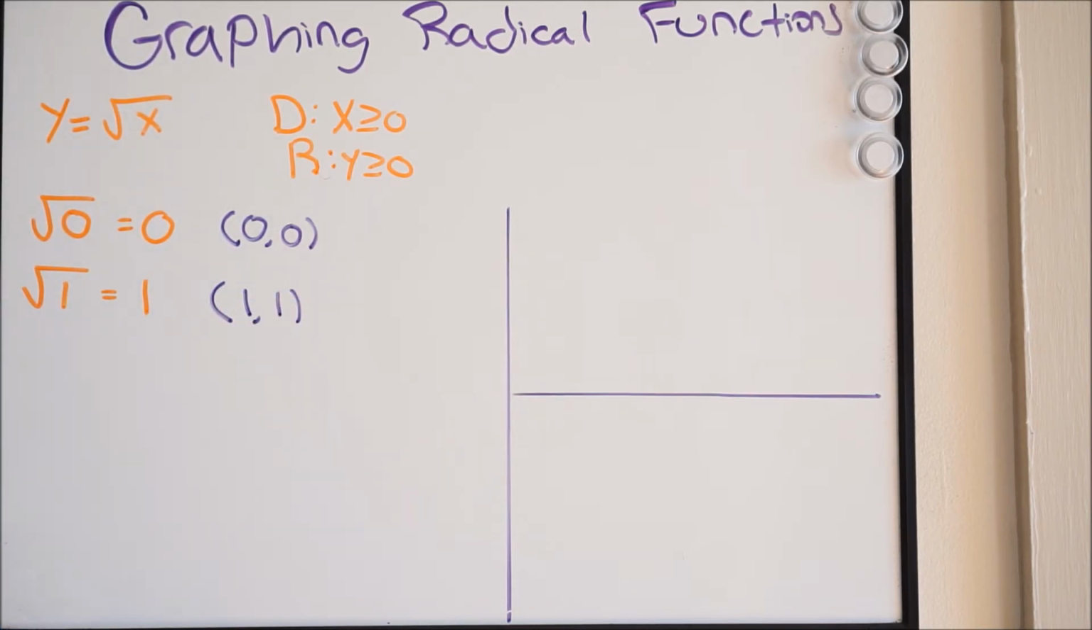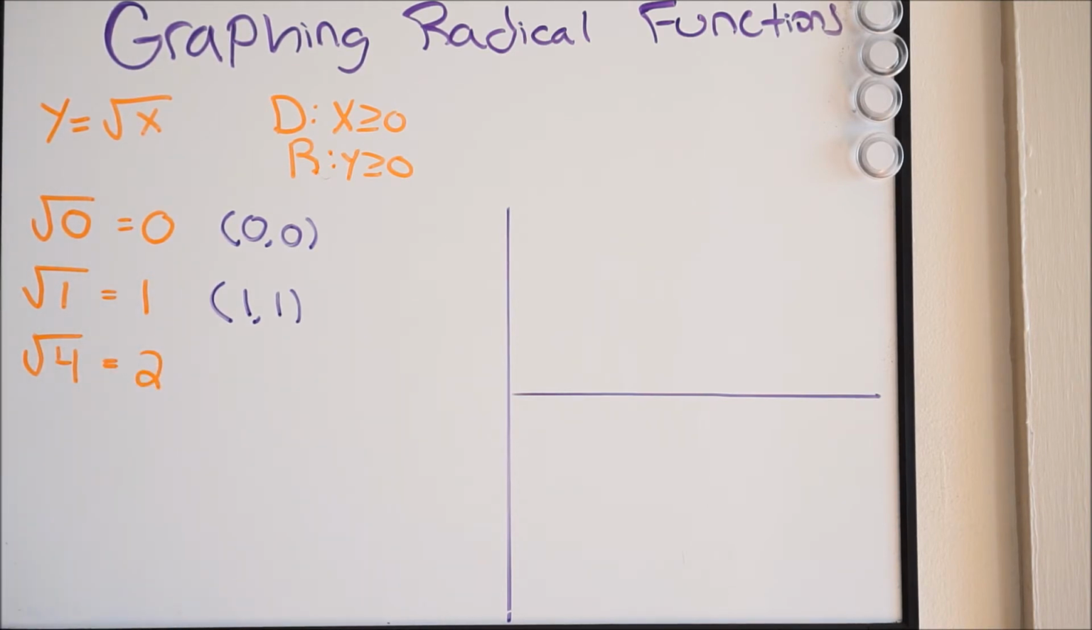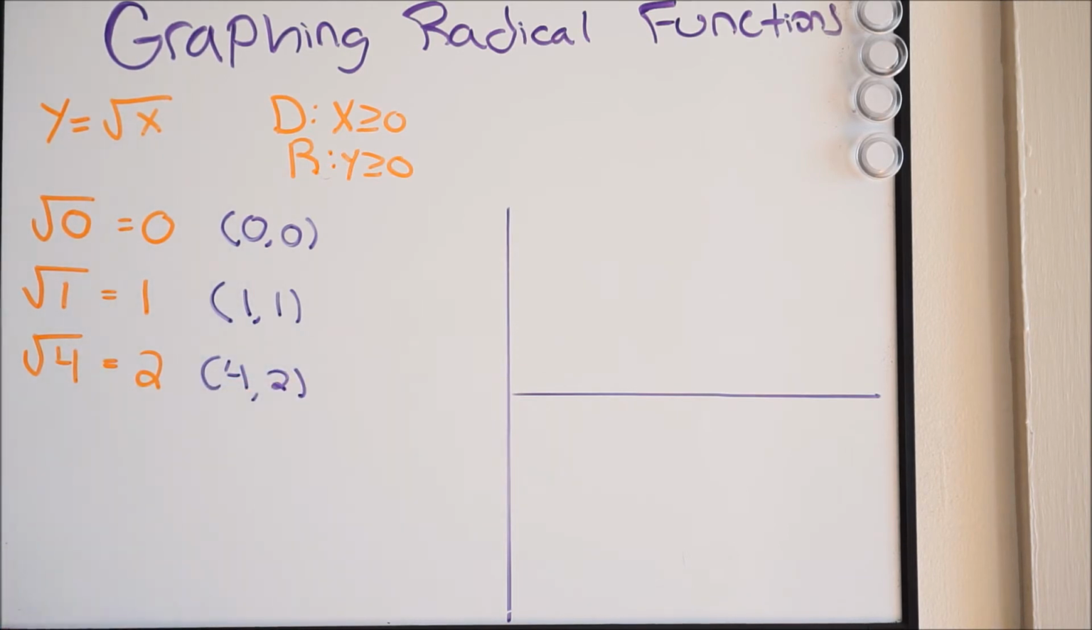Okay, let's start with our next one. Let's pick 4. So the square root of 4, again, is going to be plus or minus 2, but we know we are only going to pick the positive one here. Again, we just went over that. Okay, so we plugged in a 4, and we returned a 2.